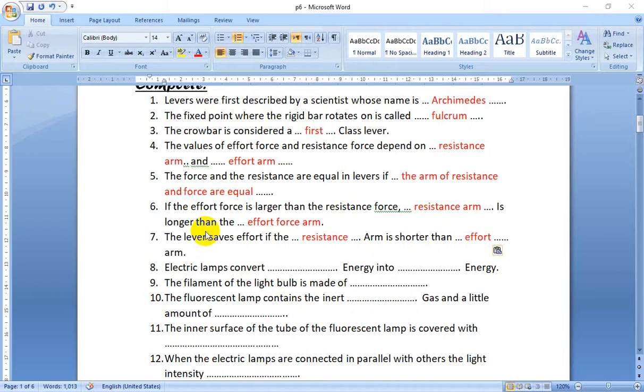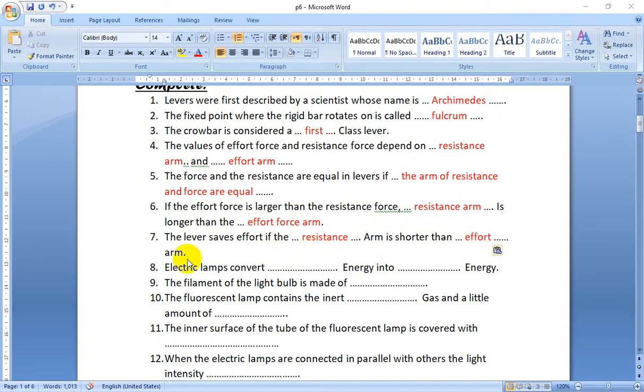So again, the lever saves effort if the resistance arm is shorter than the effort arm. That means resistance force larger than effort force. So this is save effort. Again, the lever saves effort if the resistance arm is shorter than the effort arm.